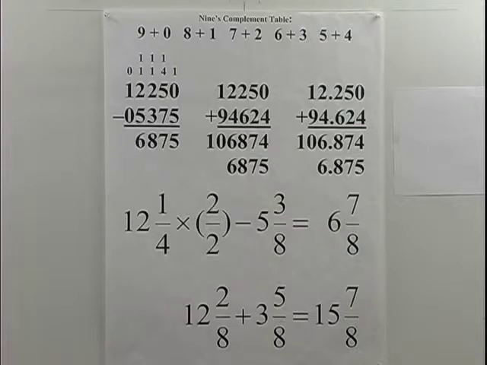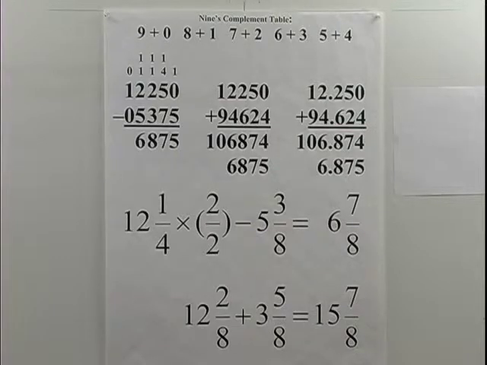I get 106.874. Then when I add this 1, the leftmost digit, to the rightmost digit, I get 6.875. The same as it would be here, 6.875. In the decimal fractions, the numbers do not change. The only thing is we have a decimal point now. So it works for integer numbers. It works for decimal fractions.